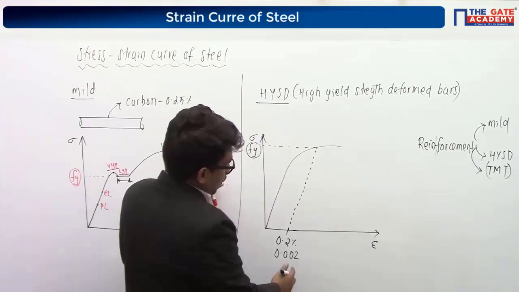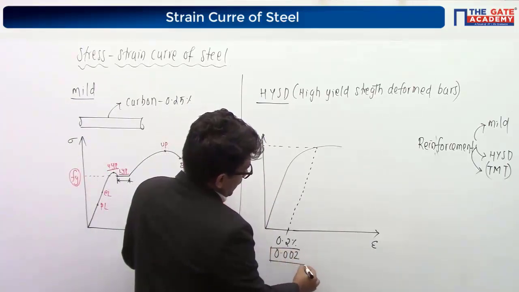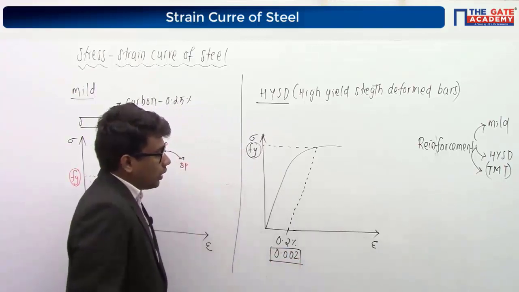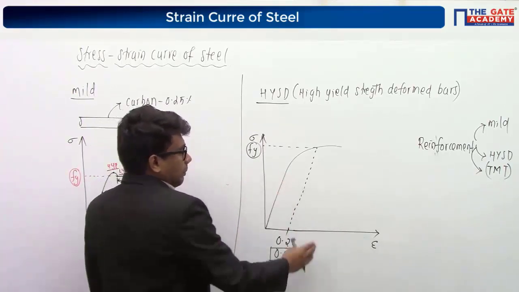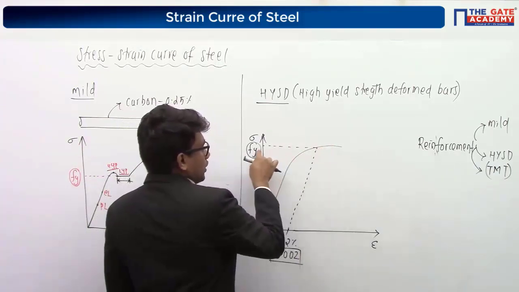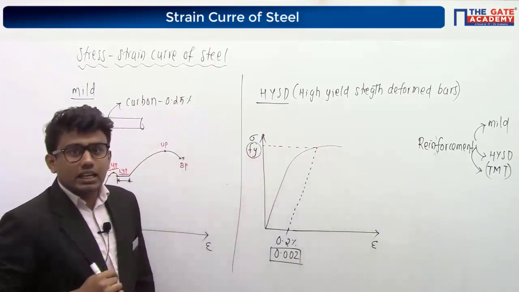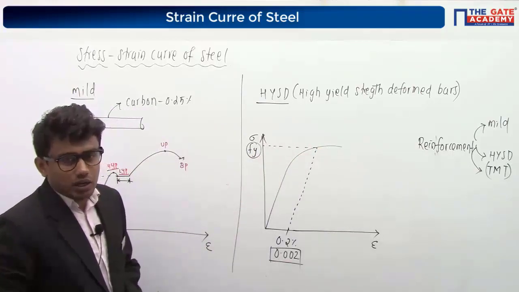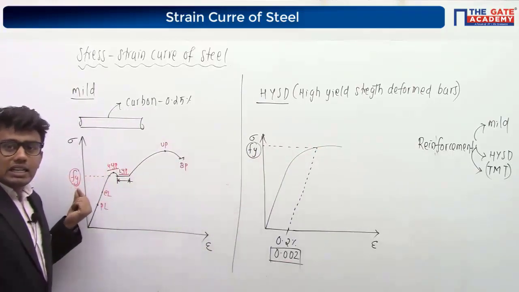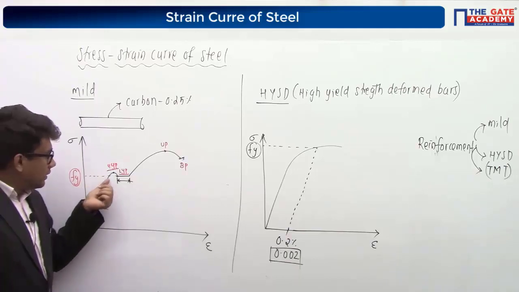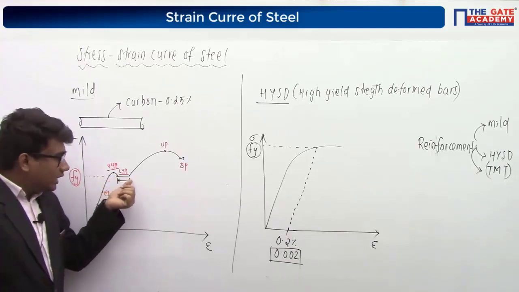First, I consider the strain value 0.002, and draw a line which is parallel to the initial straight portion. It will meet somewhere in this curve, and the stress value corresponding to that point is taken as the yield strength of this HYSD steel bar. Why are we doing this? Because in mild steel we can distinguish the yield point. We are having a yield plateau there.